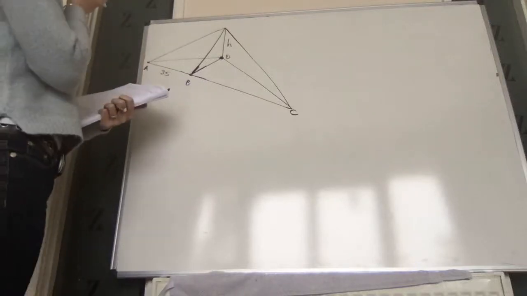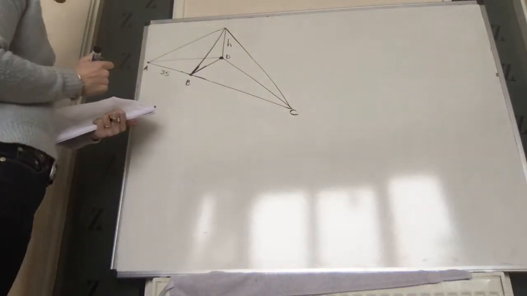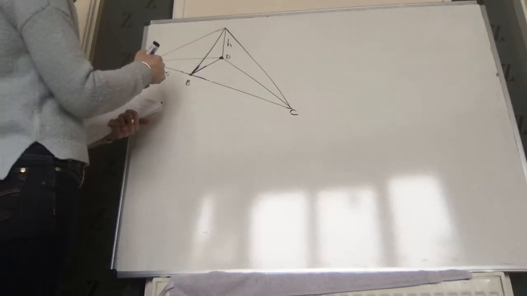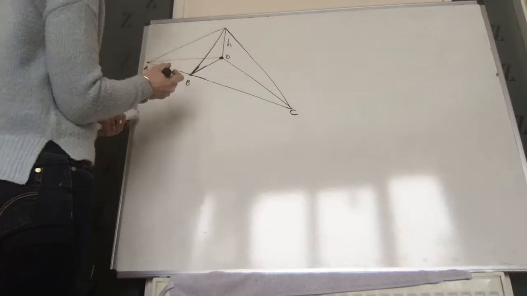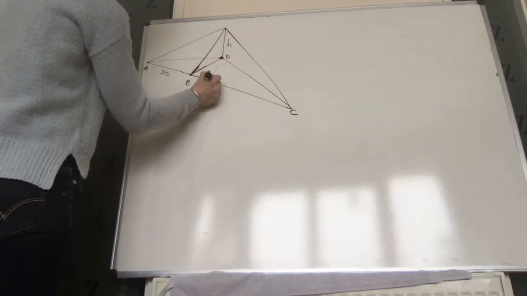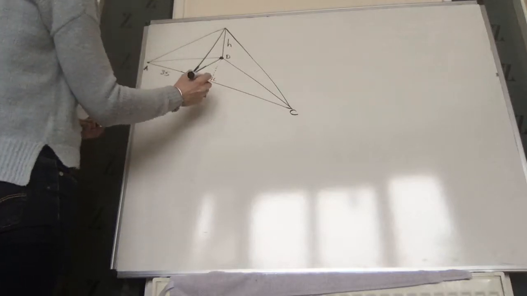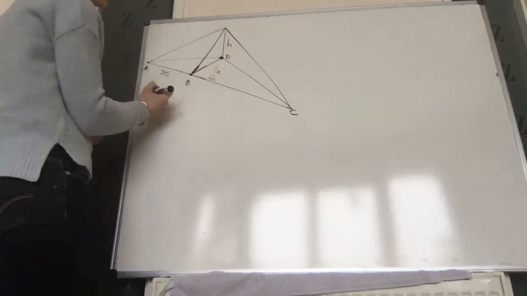Final part of question 9, question 9b. Using your answer to part A, part V, or otherwise, find the shortest distance from the foot of the tower, the shortest distance between that and the roadway. So we want to find x.